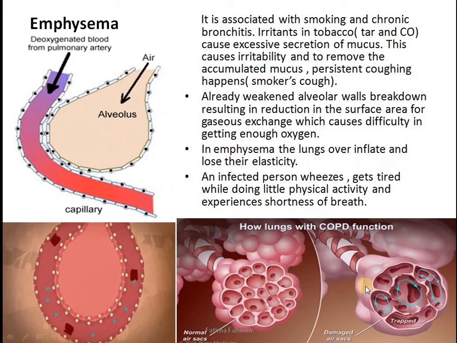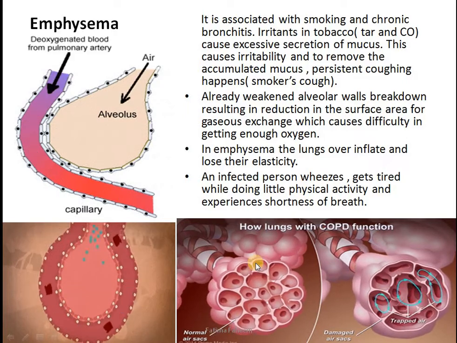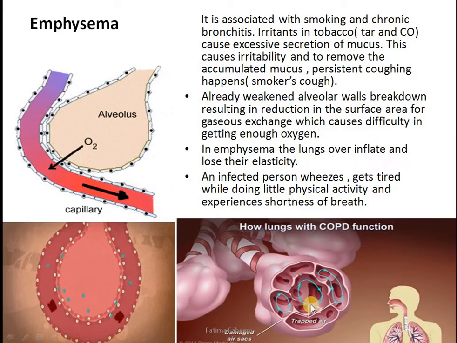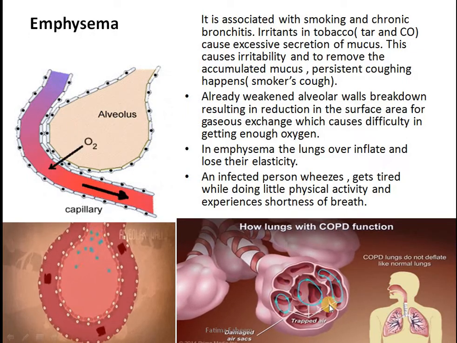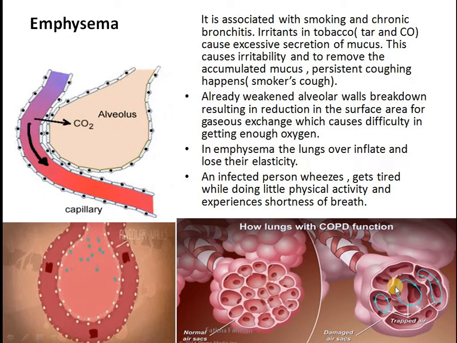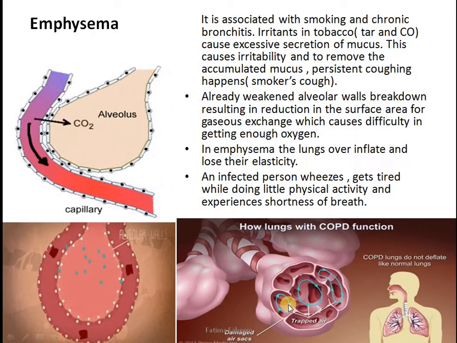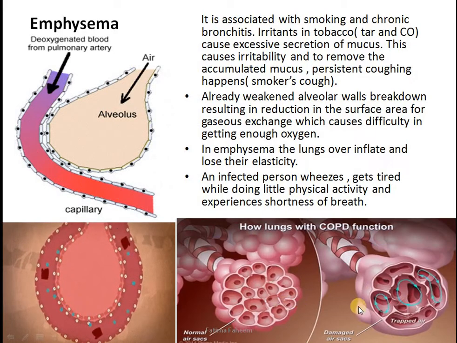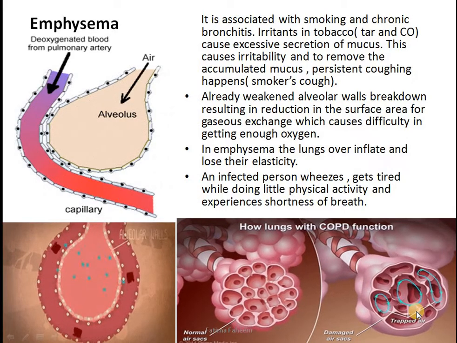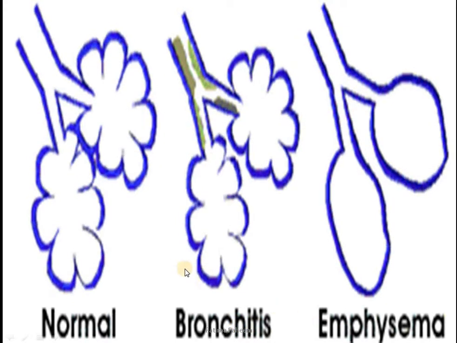Here in the diagram, I have shown you how the surface area is being reduced, how the alveolar walls are being broken down in a person with emphysema. The exchange surfaces, the surfaces where the exchange of gases has to take place, are being reduced, trapping the air and inflating the lungs and decreasing the surface area for gaseous exchange. This is the diagram to help you understand what happens in bronchitis and emphysema.